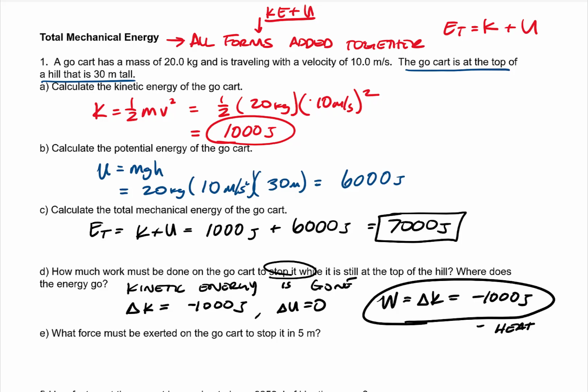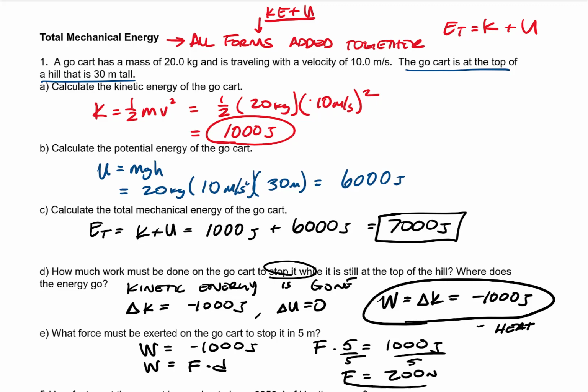What force must be exerted to stop the cart in 5 meters? Well, work is equal to negative 1,000 joules. Work is also equal to force times distance. So force times distance is equal to 1,000 joules. If that distance is 5 meters, divide both sides by 5, and that force comes out to be 200 newtons. We would have 200 newtons required to stop our object.